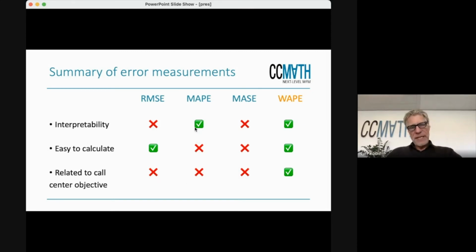The MAPE is easy to interpret. It's really the mean absolute percentage error. Because of the division by 0, there are some problems in calculating it. It's easy to calculate, but sometimes you get an error and you have to do something about that. Because it magnifies small errors in low volume moments, it is not really related to the overall objective. The MACE, I really think is not an appropriate measure in a call center, and the WAPE satisfies all these 3 criteria, and that's why we think that the WAPE is the measure to take.